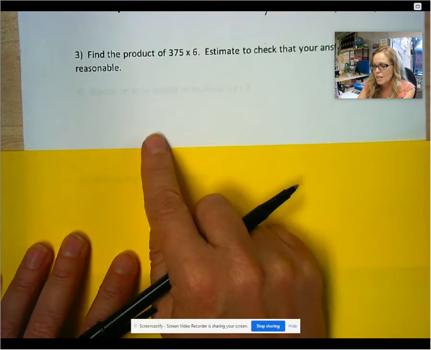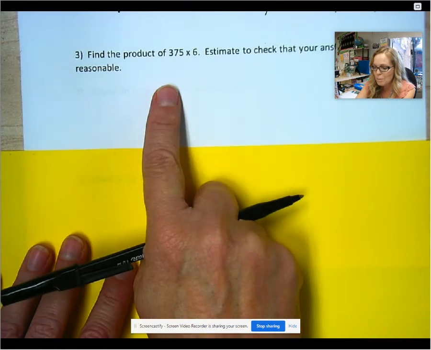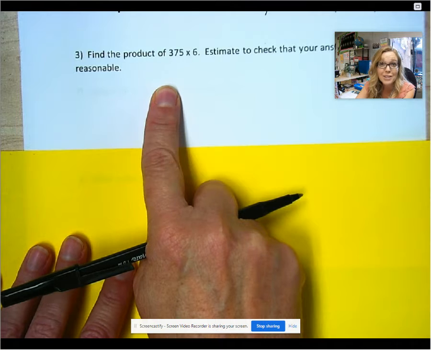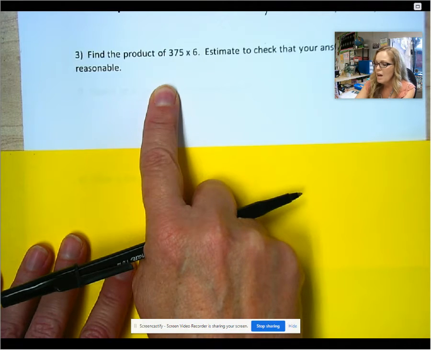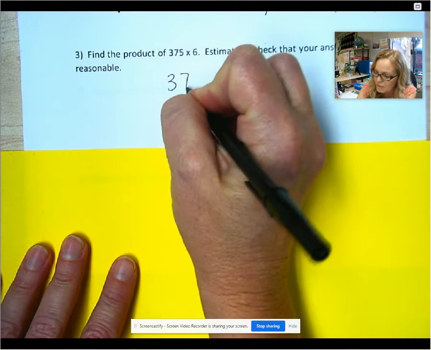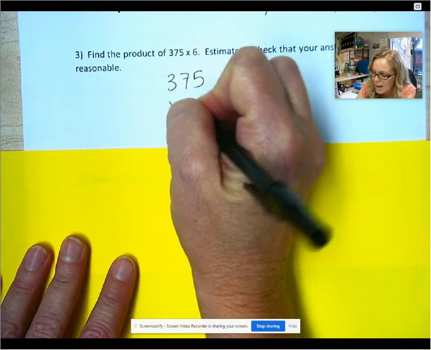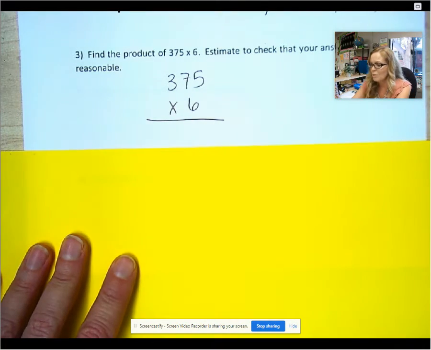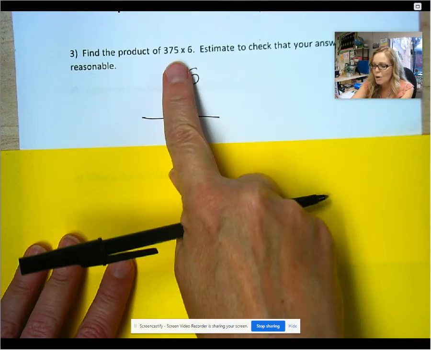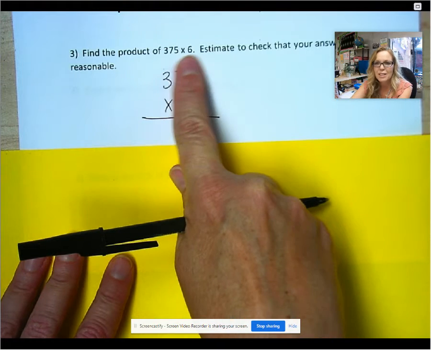So here's another example question. It says, find the product, the answer to a multiplication problem of 375 times 6. Now, the first thing I always do is rewrite my problem. I can't solve a multiplication problem going across.